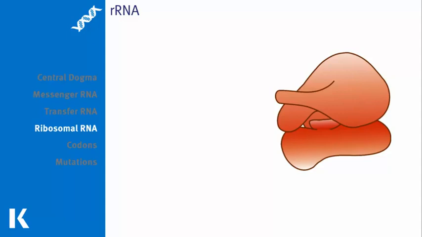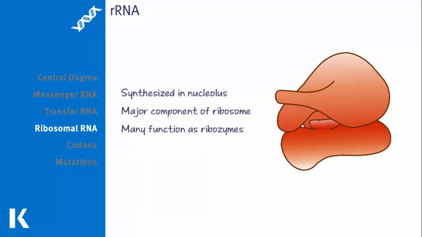Ribosomal RNA, or rRNA, is synthesized in the nucleolus and is integral to the function of ribosomes. Some ribosomal RNA act as enzymes called ribozymes. Ribosomal RNA reads the mRNA, grabs the correct tRNA, and catalyzes the formation of peptide bonds.